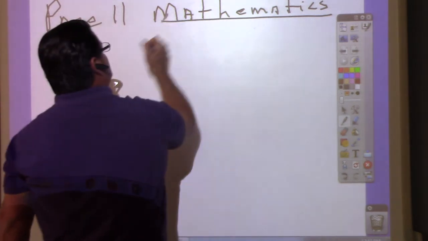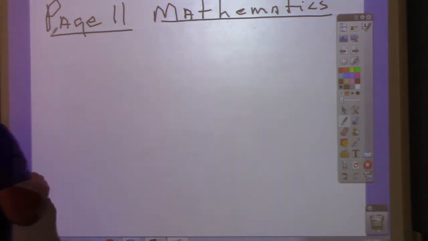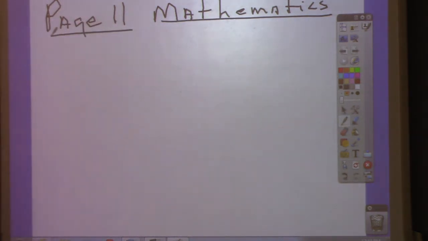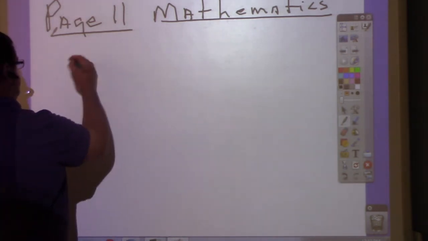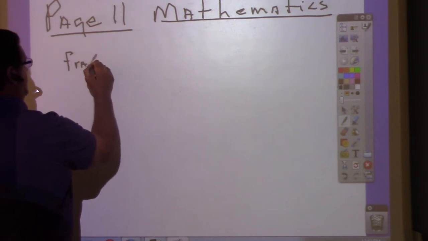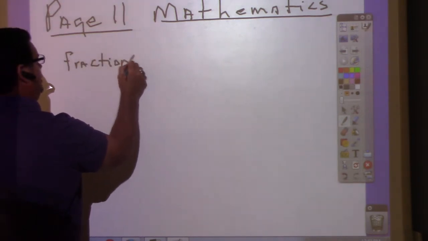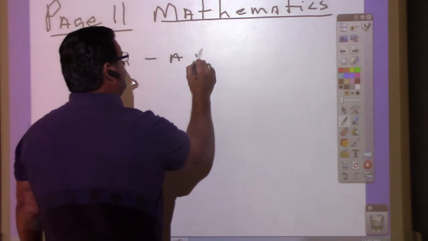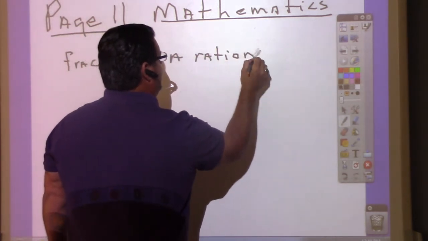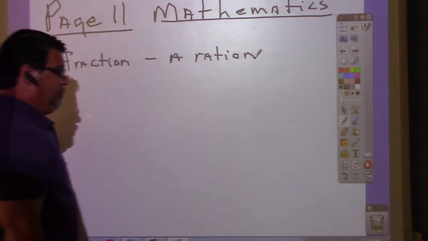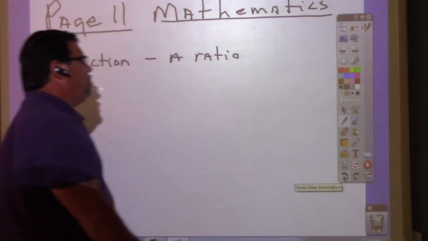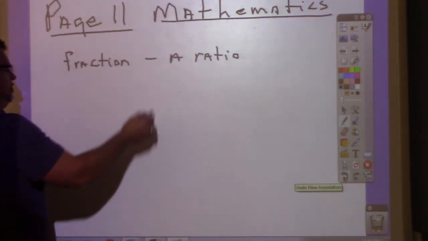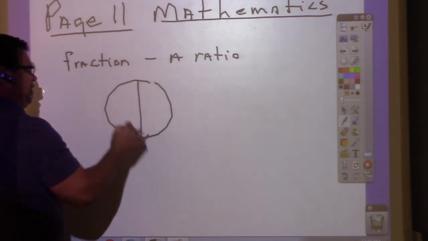Now, I don't spend a lot of time on this because I don't want to insult anybody's intelligence, but I am assuming that you all know how to do fractions, decimals, and percents. For those that haven't had pre-algebra in a long time, I'm going to cover a couple of things. A fraction is basically a ratio. The best way to show a fraction is with a pizza. It's the best way, because everybody can relate to it.